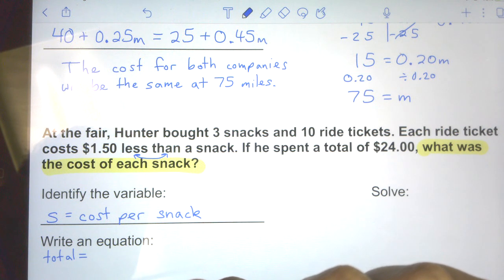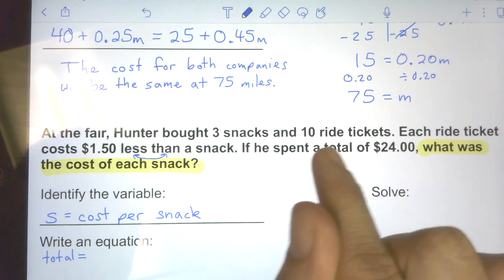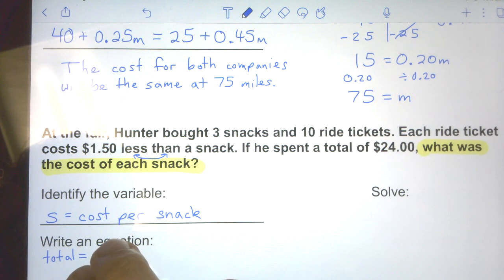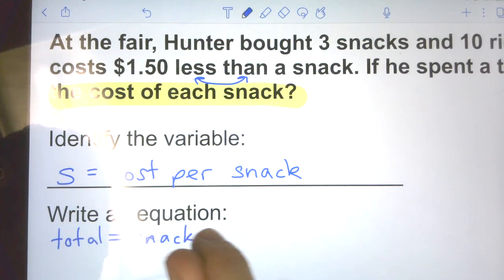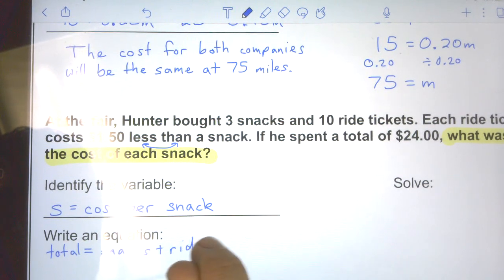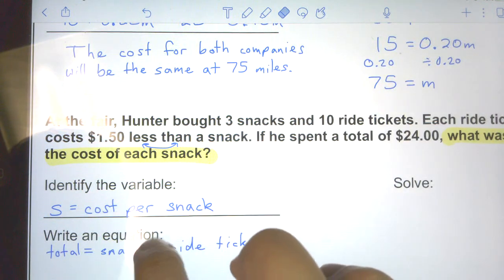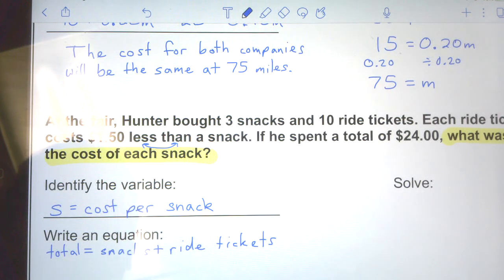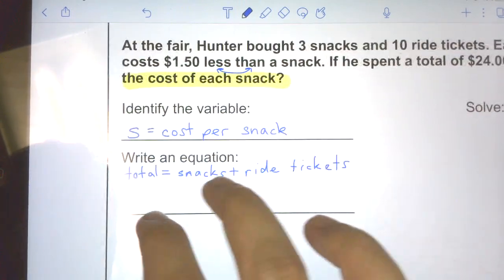If I'm thinking about this, 3 snacks, 10 ride tickets. So I would think about this in terms of, I think this is going to be the snacks plus the ride tickets, right? Essentially, that's what we have, right? The snacks plus the ride tickets. Okay, so let's see if we can throw some numbers in here. So the total is $24.